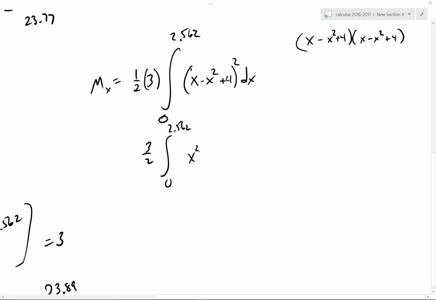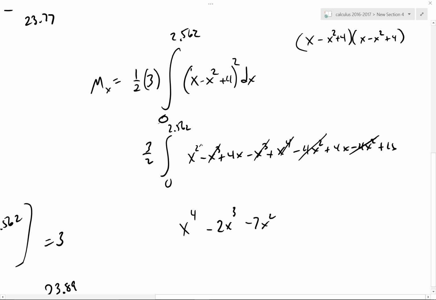So it's going to be x squared, and then minus x cubed plus 4x. And it's going to be minus x cubed, and then plus x to the 4 minus 4x squared. And it's going to be plus 4x minus 4x squared plus 16. And so in order, x to the 4 minus 2x cubed and then negative 7x squared and plus 8x plus 16. Still haven't integrated yet. Just making it so that I can.